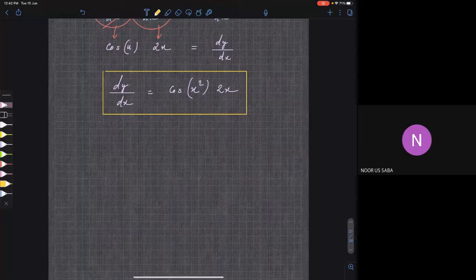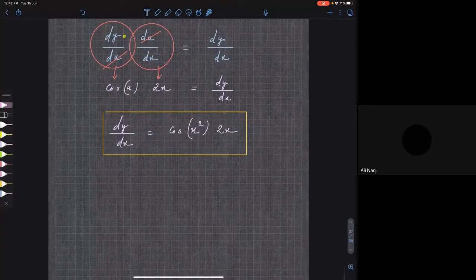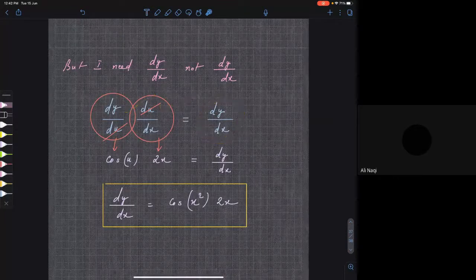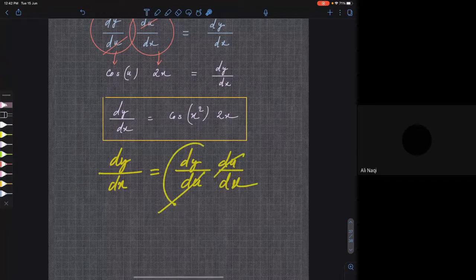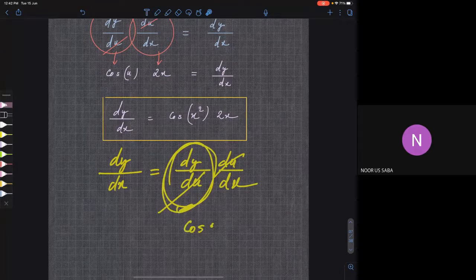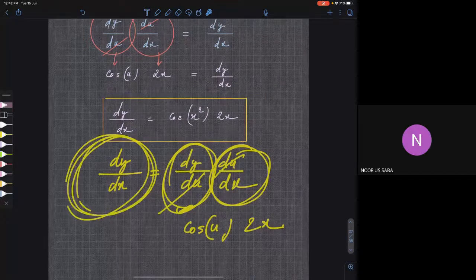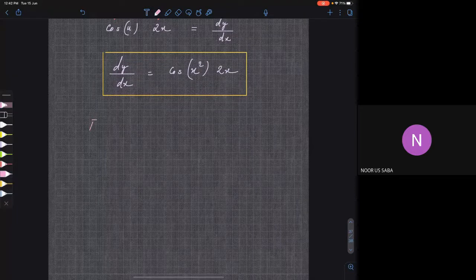Sir, why did you multiply these two? Because I needed the multiplication here. See, because I needed dy by dx. So how will I get dy by dx? For dy by dx, I need dy by du into du by dx. So what is dy by du? Dy by du is cos u. What is du by dx? It is 2x. That's why I multiplied. Only then I'll get this. Okay, sir. Clear?